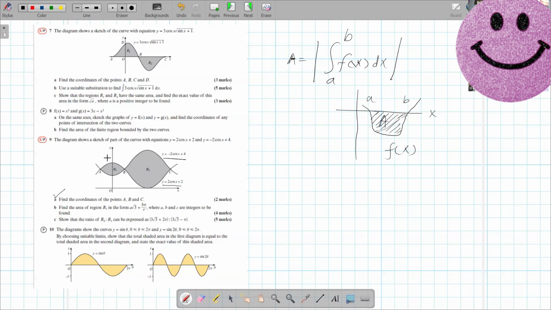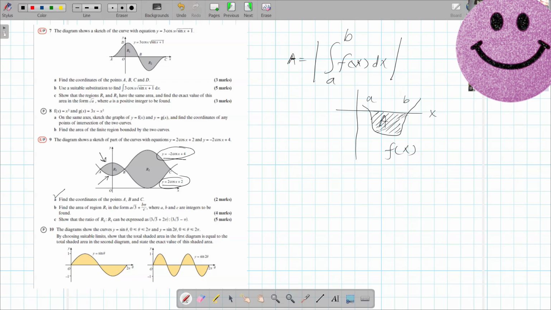In R1, you have to see what the upper curve is and what the lower curve is. The upper curve is different every time. In this case, this is the upper curve, because this is going up, and the lower curve is this.